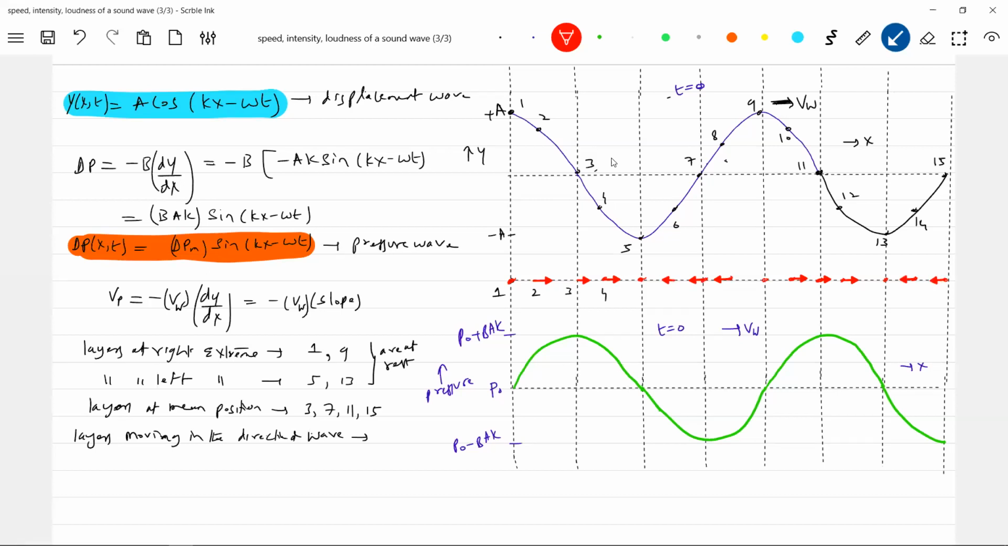Okay, got the idea? And 13, those layers which are at rest, I'll put a dot. Those which are at extreme, okay, this is what happens here. So layers moving in the direction of the wave. So what all will I put? 3, 4, 5, 6, 7, 8, 9, 10, 11, 12, 13, 14.